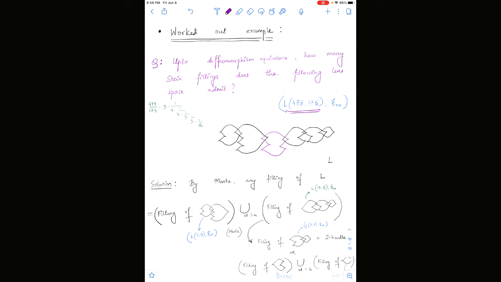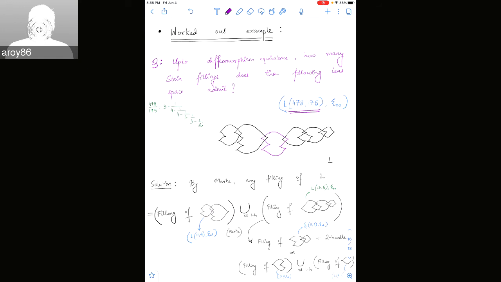478 over 175 admits the following continued fractions decomposition. That allows us to understand how many cusps will be on each of these components. There'll be 6 components. And as you can see, it's clearly a virtually over-twisted L(478, 175), because there's a doubly stabilized component, and also the directions of stabilization change. There's a number of mixed tori hanging about. So let's now try and count the fillings of this particular lens space.